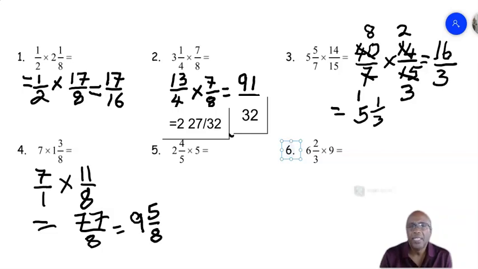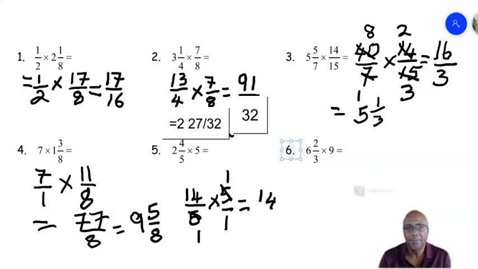Number 5, 2 and 4/5 times 5. Convert the 2 and 4/5 to an improper fraction. 2 times 5 is 10 plus 4 is 14 over 5 times 5, which becomes 5 over 1. The 5s will cancel out. 5 into 5 is 1. 5 into 5 is 1. So we get 14 times 1 is 14 over 1, which is just 14.